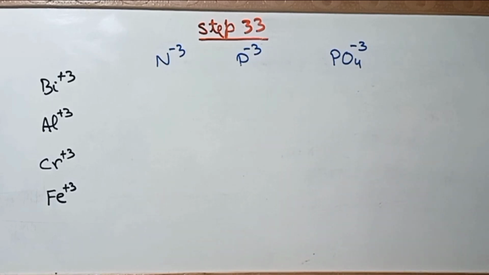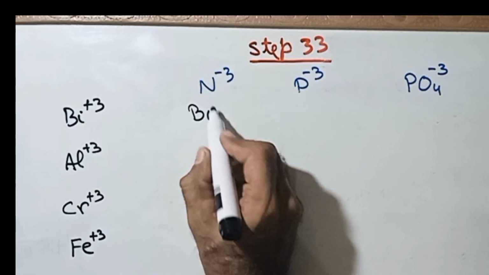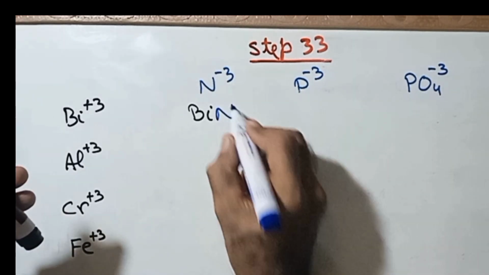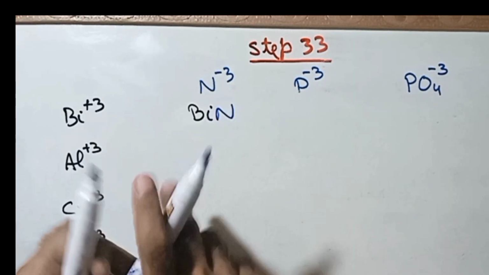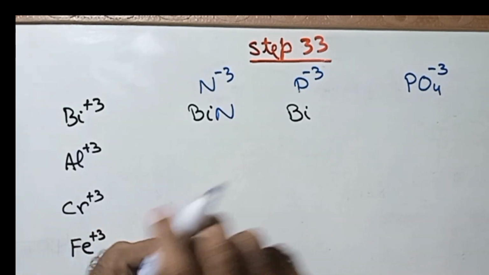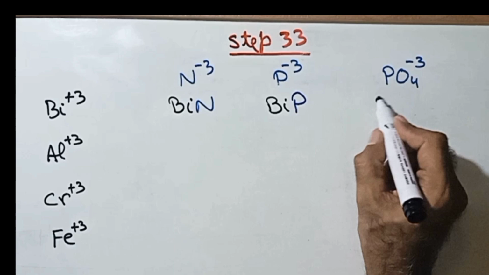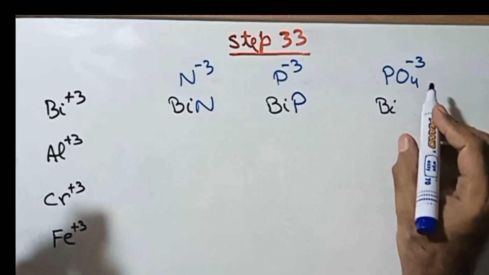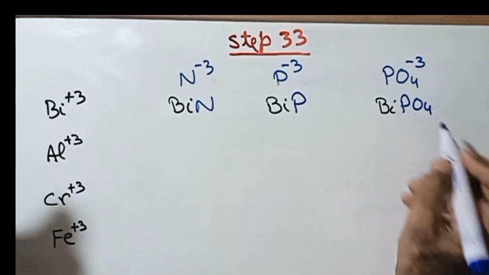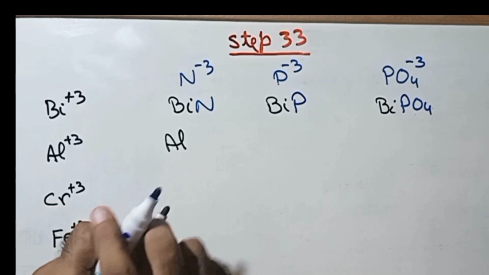formulas according to xy. So start with the bismuth and you will write BiN, and this is called bismuth nitride. BiP, bismuth phosphide. BiPO4, bismuth phosphate.